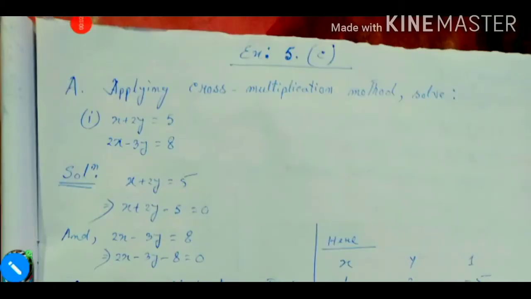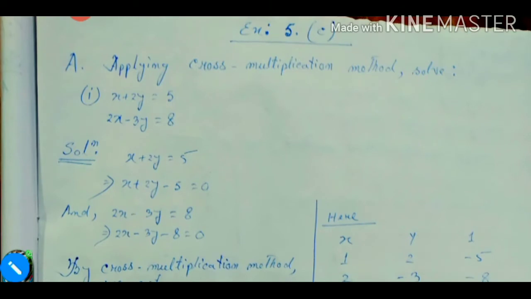Good morning, dear students. Today we will start our exercise 5.c. This chapter is based on the cross multiplication method. This cross multiplication method is very easy. So the first question, question number 8, says: applying the cross multiplication method, solve.